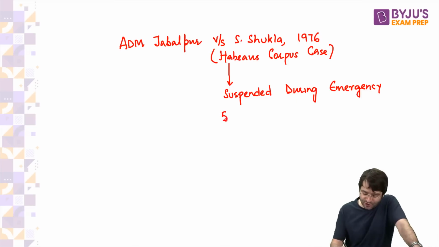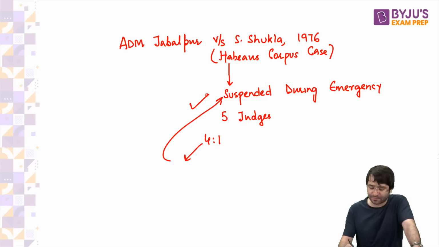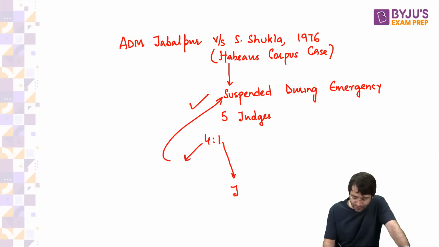There were 5 judges who had to decide this matter. 4 judges said, yes, habeas corpus is suspended during emergency. One such judge was the father of the current Chief Justice of India, Justice Chandrachud. And the only judge who dissented was Justice Khanna.